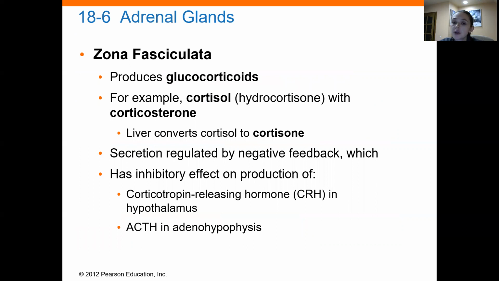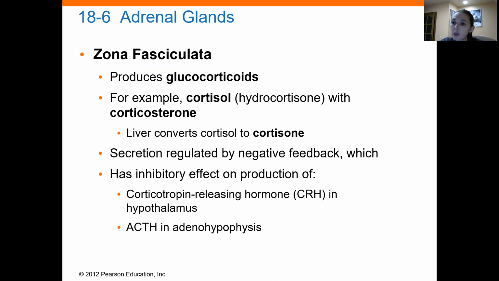Okay. Now let us go on. Zona fasciculata is responsible for production of glucocorticoids. Examples of glucocorticoids are cortisol and corticosterone. The liver is responsible for converting cortisol to cortisone. Secretion is regulated by negative feedback involving the pituitary gland, which produces adrenocorticotropic hormone. This negative feedback has an inhibitory effect on production of corticotropin-releasing hormone of the hypothalamus and adrenocorticotropic hormone in the adenohypophysis.